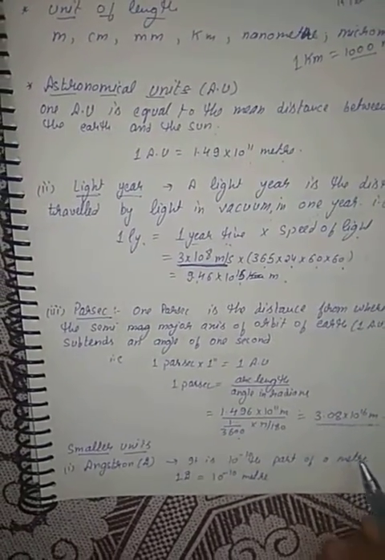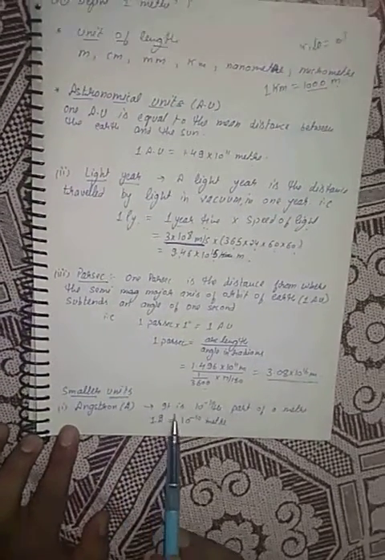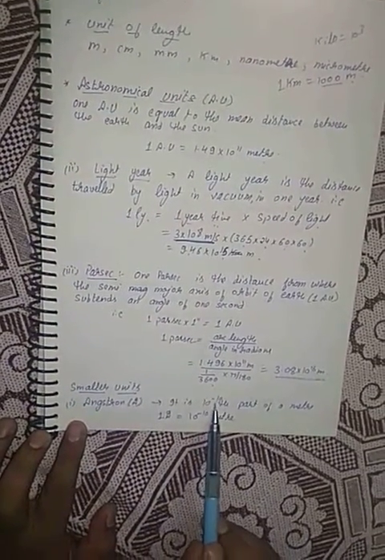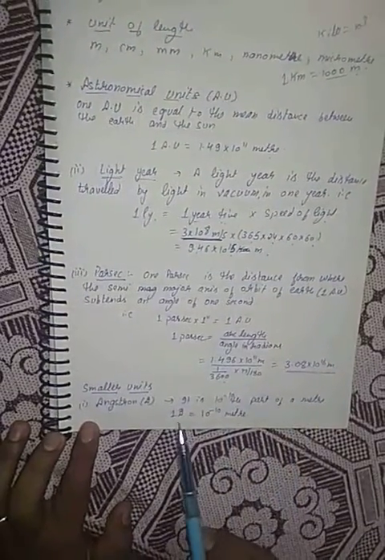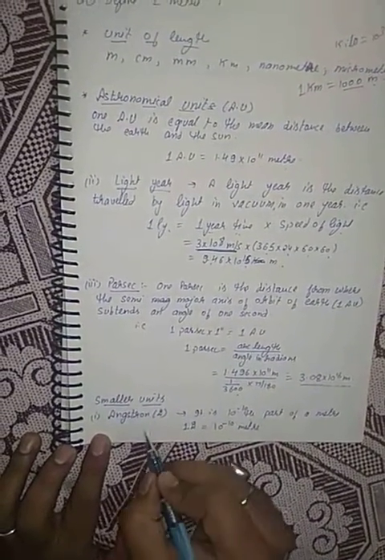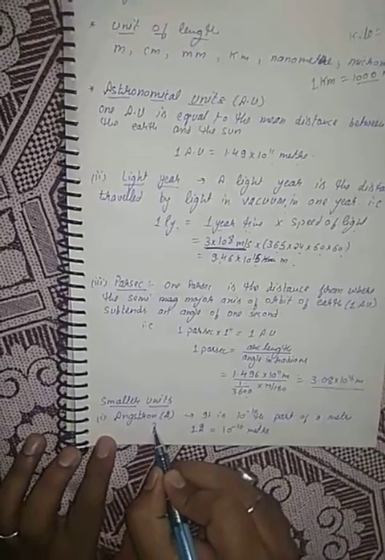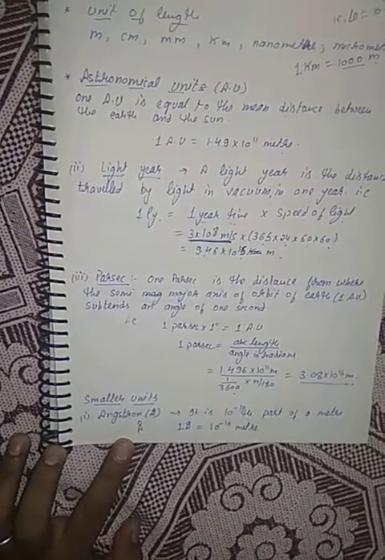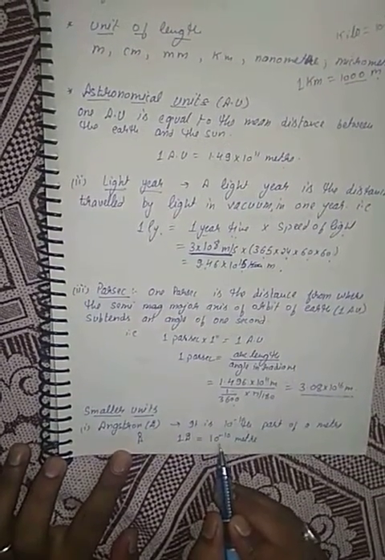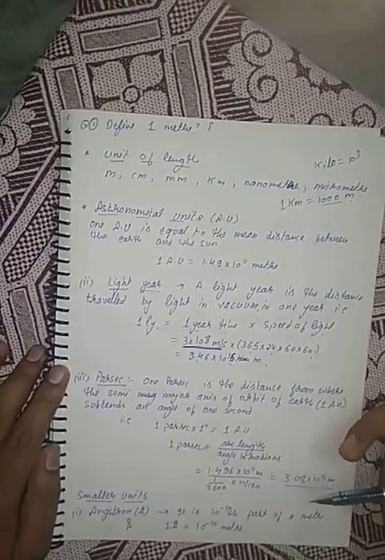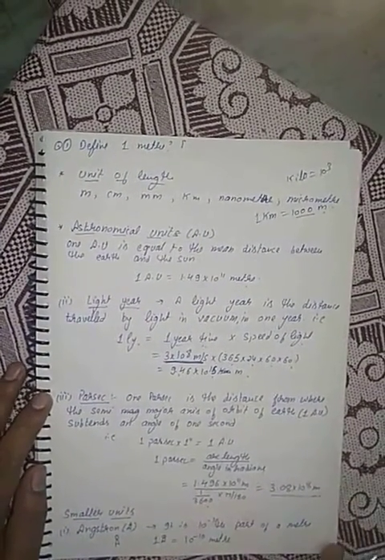There are certain smaller units also in case of length, that is angstrom. It is 10 raised to power minus 10th part of a meter. 1 angstrom, the symbol of angstrom is A with a circle like this, equals 10 raised to power minus 10 meter. See, students, we have to learn these values. We have to know how we can calculate it into meter. It is the basic part for the physics.